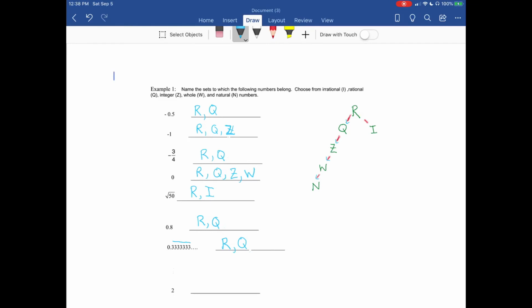And then our last example is 2, which we know is real. And I'm hoping by now we know that's rational. Is it an integer? Sure is. Is it a whole number? Yes, it falls under that whole number set. And it's natural because it is a counting number.